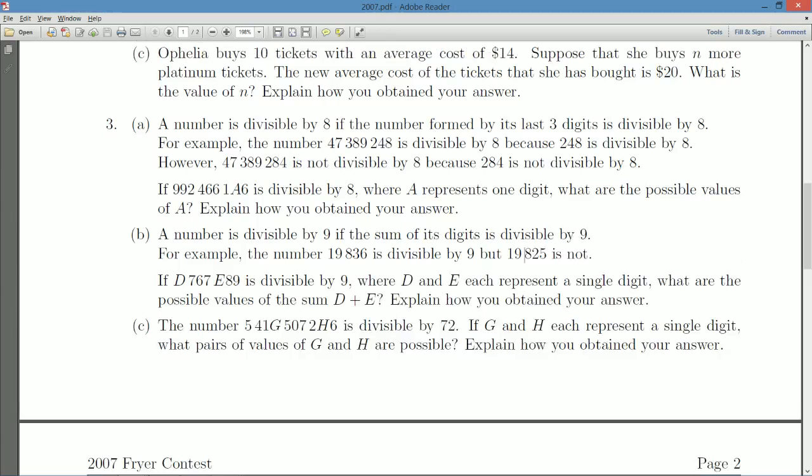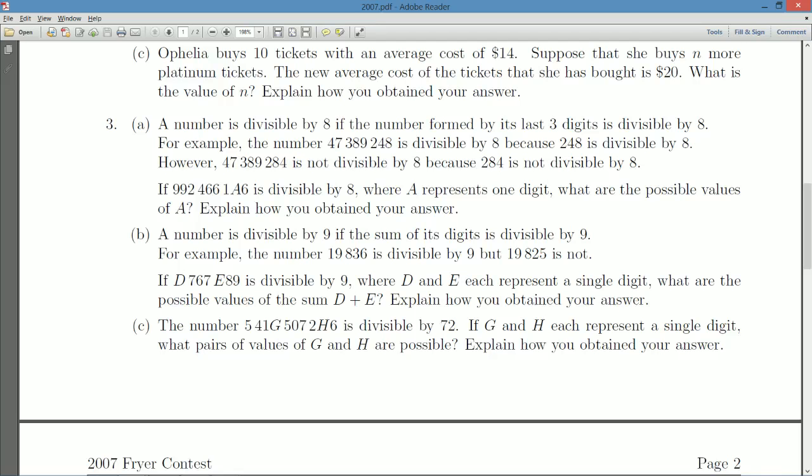Part A. A number is divisible by 8 if the number formed by its last 3 digits is divisible by 8. It's because 8 is 2 to the power of 3. For example, the number 4738928 is divisible by 8 because 248 is divisible by 8. It's a nice little divisibility rule. Hopefully you're familiar with it, but if not, that's okay.